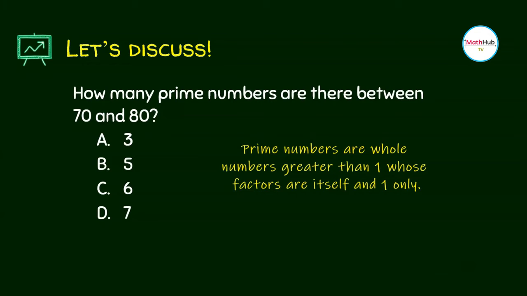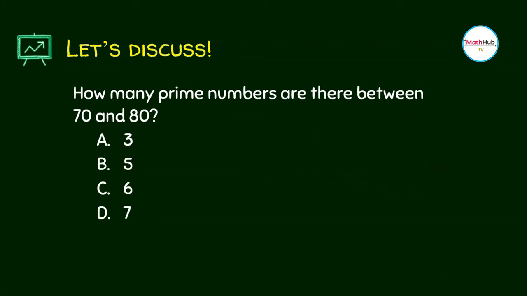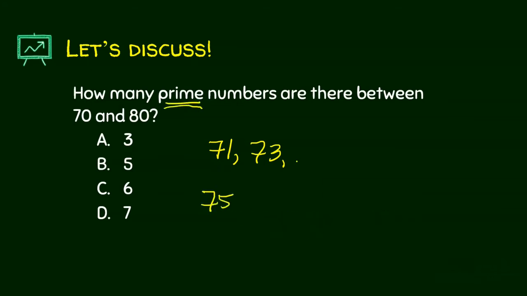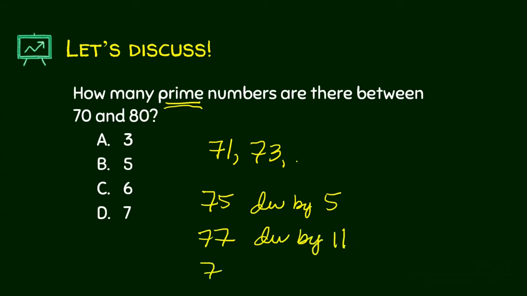So it's really just a matter of listing prime numbers. So we have 71. It cannot be 72. 72 is divisible by 3, right? 73. We are just looking at the odd numbers. They're candidates for prime numbers. 75. No, this is divisible by 5. 77, this is divisible by 11. 79, yeah. So the answer is letter A.